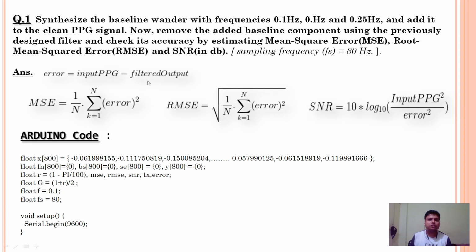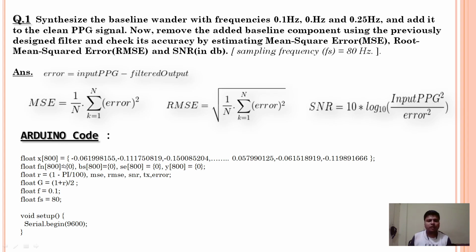And the second part of the question is to synthesize an artificial baseline wander error with frequencies 0.1 Hz, 0.2 Hz, and 0.25 Hz, and add it to the clean PPG signal. So now to remove the added baseline component, we'll use the previously designed filter and check its accuracy by estimating quantities such as mean square error, root mean square error, and SNR. The sampling frequency is still 80 Hz. So these are the formulas which I am going to use to calculate MSE, RMSE, and SNR.